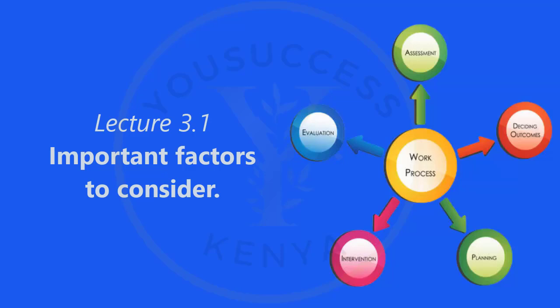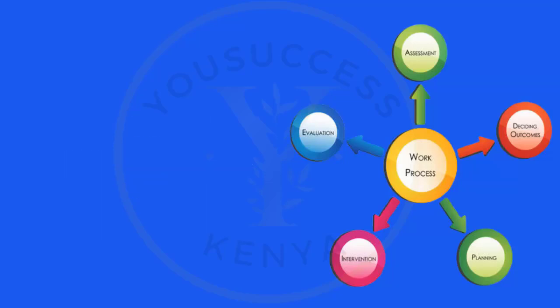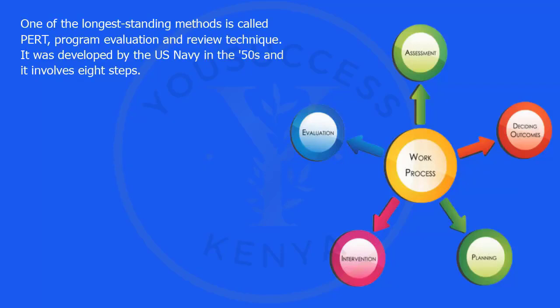At this scale, most of us will not be involved in issue resolution, but you should be aware of at least one method that's used in larger problems so you're prepared if you are faced with needing to solve a problem of that scale. One of the longest-standing methods is called PERT, Program Evaluation and Review Technique. It was developed by the U.S. Navy in the 50s and it involves 8 steps.